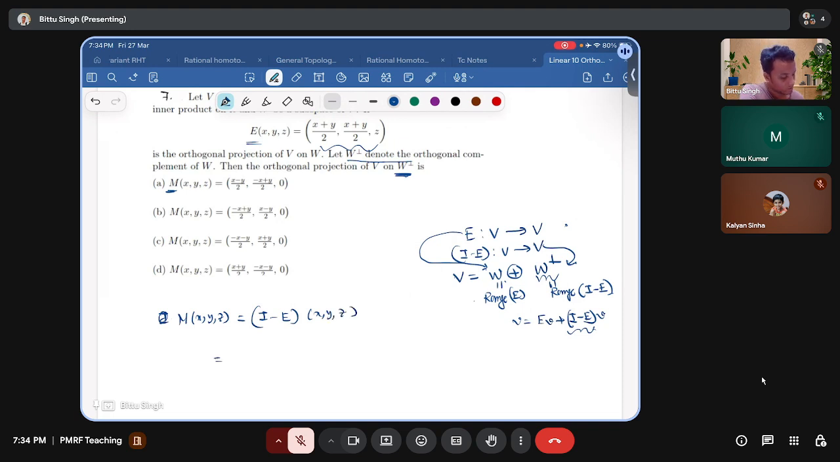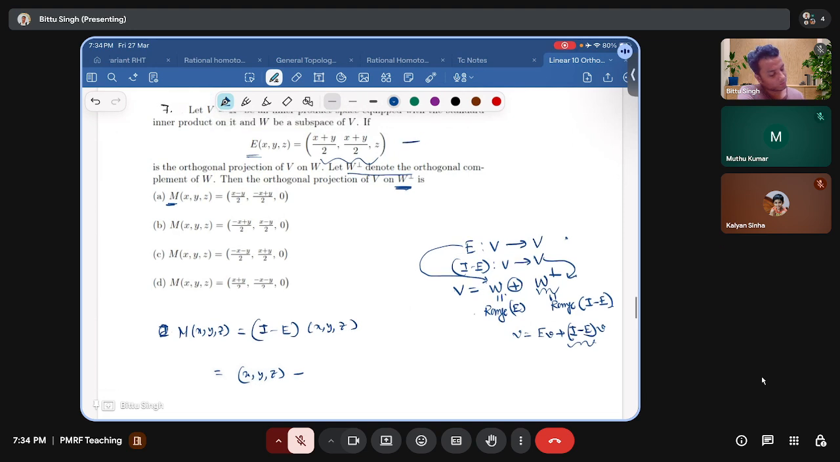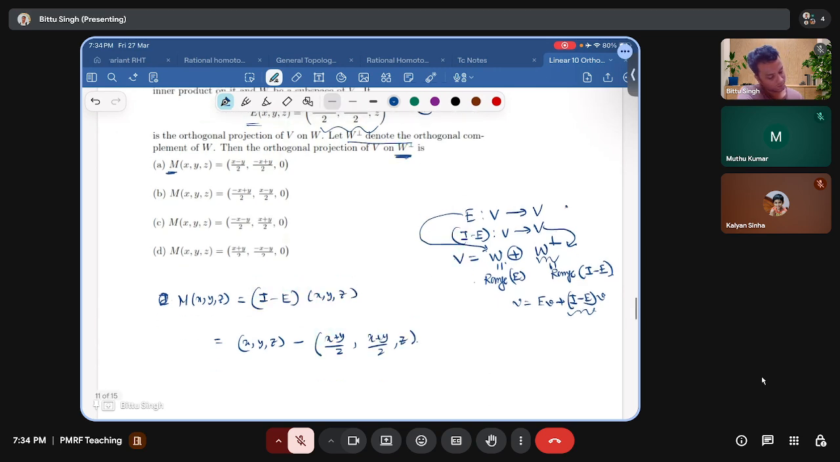Now identity on x, y, z will give me x, y, z, the same. But E on x, y, z is given by this formula star. So (x plus y)/2, (x plus y)/2, and z. Subtracting, we will get (x minus y)/2, then (y minus x)/2, and 0.